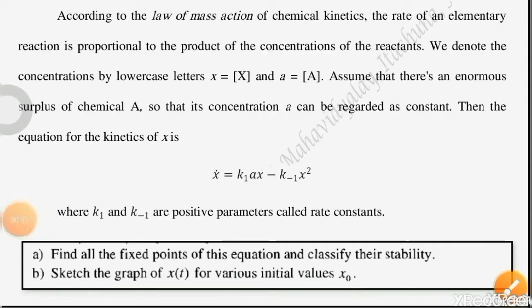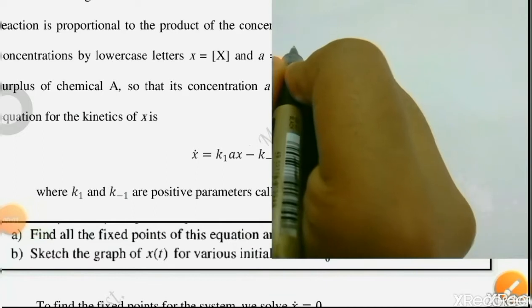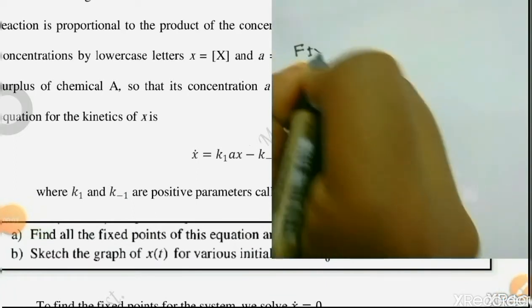Now you have the one-dimensional equation. Suppose you are asked to answer the following questions. You are asked to find all the fixed points for this equation and classify the stability of the fixed points, and also to sketch the graph of x of t for various initial values x naught. Okay, so first we will find the fixed points.